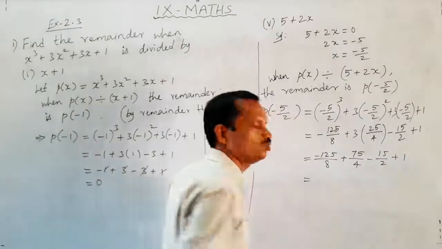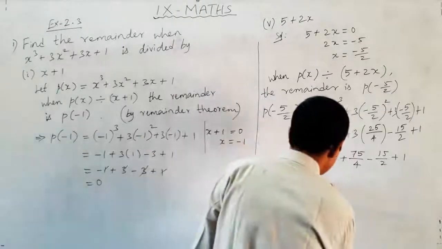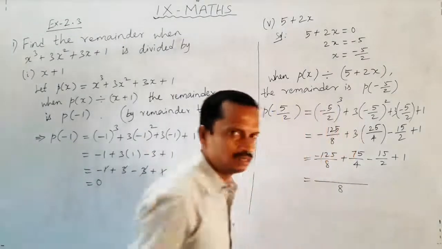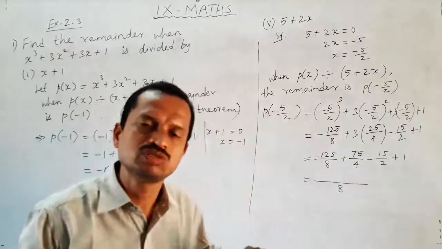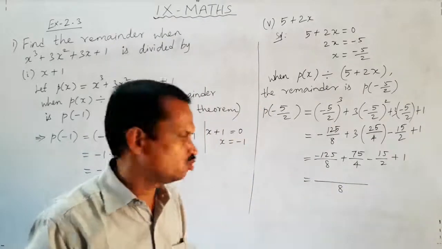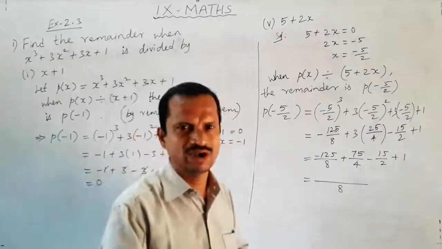And then you have to take LCM to simplify this. So what is the LCM, can you tell me? The LCM is 8, you see the denominators are 8, 4, 2, for all these the LCM is 8. Do you have any doubt to find the LCM also? I hope you know how to find the LCM.